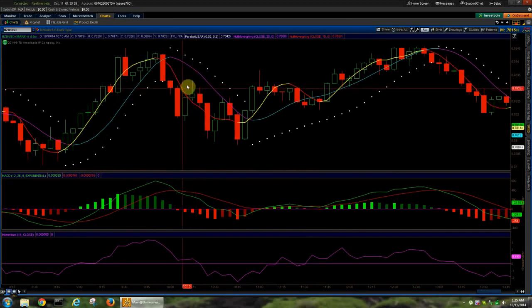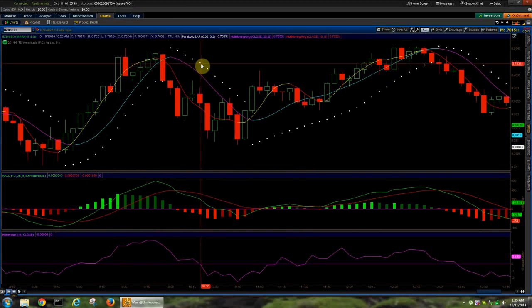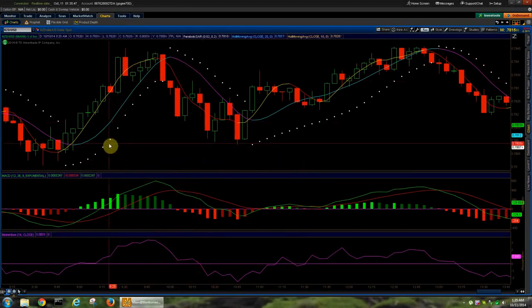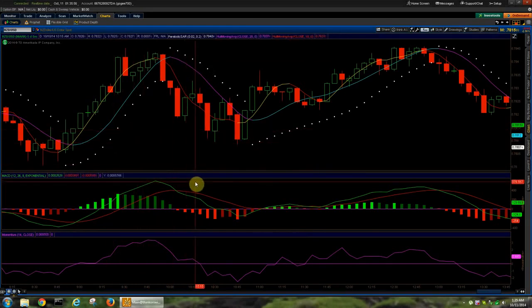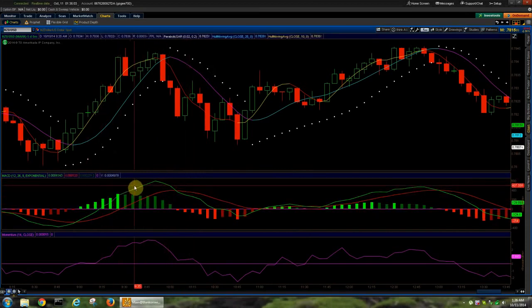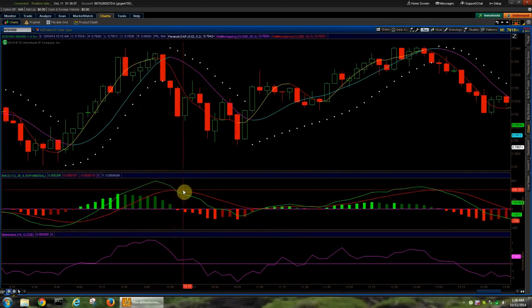Now what you also have here is the parabolic SAR, and when the dots are above the candles, that's signifying a put or a downtrend, and when the dots are below the candle, that's signifying an uptrend or a call. And then what you have here in the middle is the MACD, and when the green line is above the red line, that signifies an uptrend or a call, and when the red line is above the green line, that signifies a put or a downtrend.